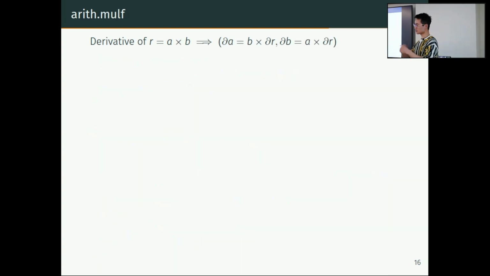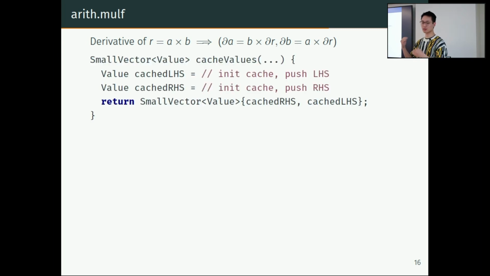We'll now look at a slightly more challenging example that requires one new concept. In this case, we have binary multiplication. As you can see starting from our mathematical principle of our rule, we do have dependencies on primal values. The derivative with respect to a depends on the primal value b, and vice versa. So when we implement our cache values method, we must explicitly emit instructions, and this would basically consist of the enzyme init and enzyme push instructions that we saw earlier, and then we return them in a small vector of MLIR values.